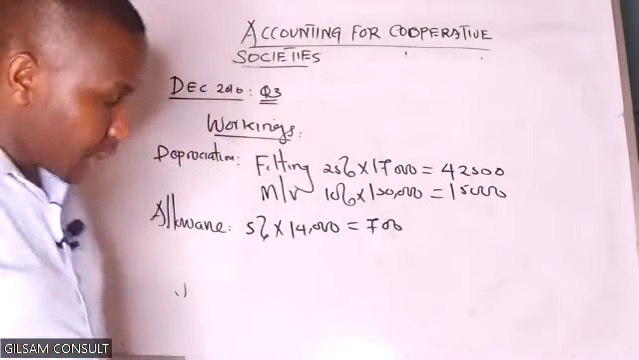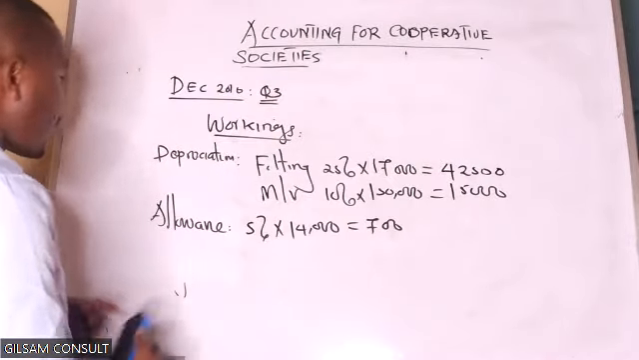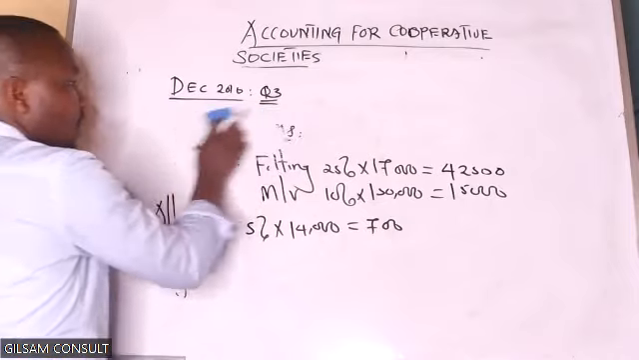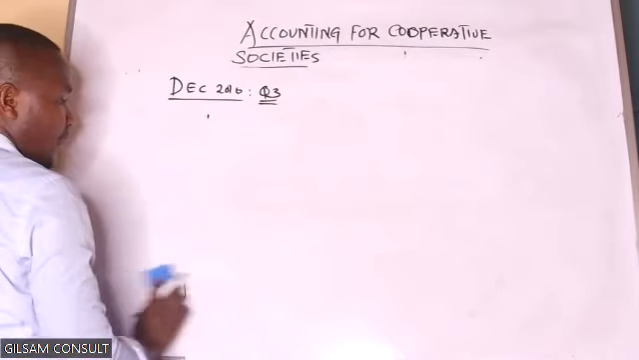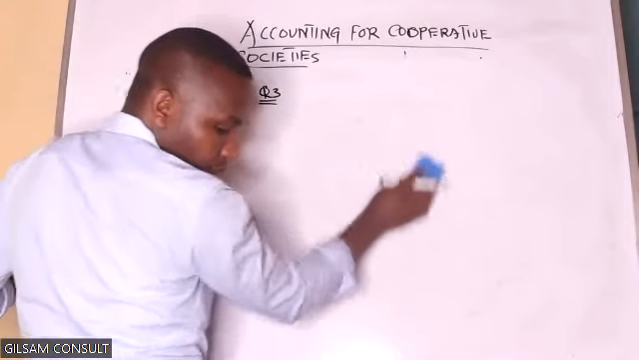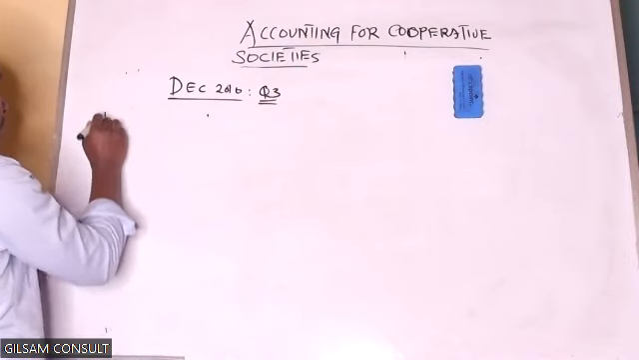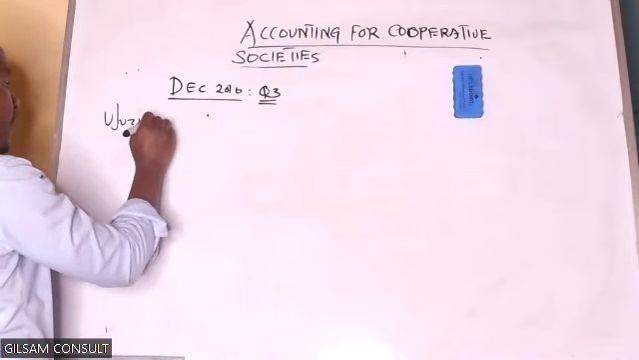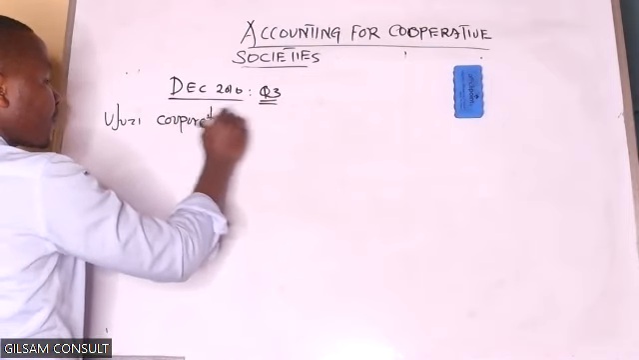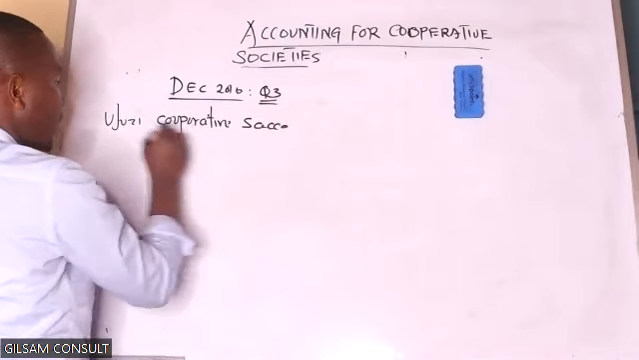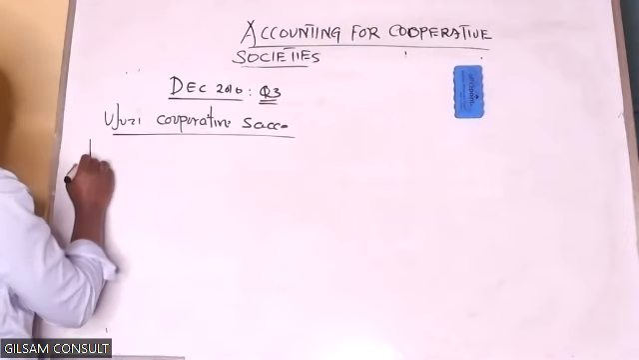Now we can go straight away and have the income statement of Ujusi Sacco. This company is called Ujusi Cooperative Sacco. You can have incomes.